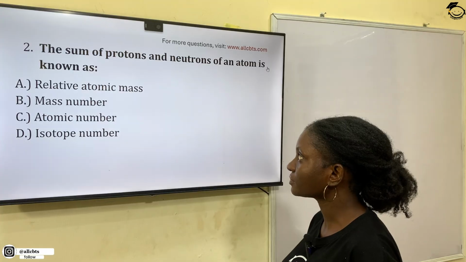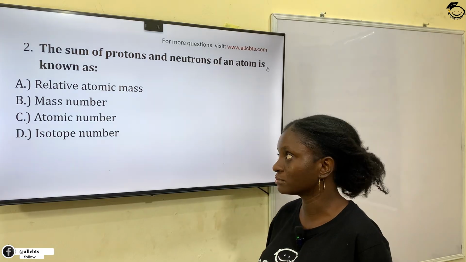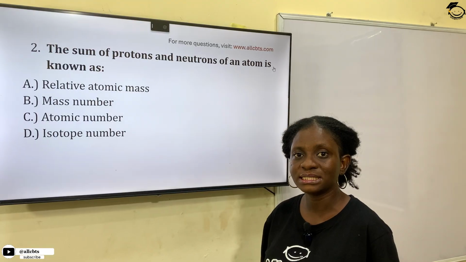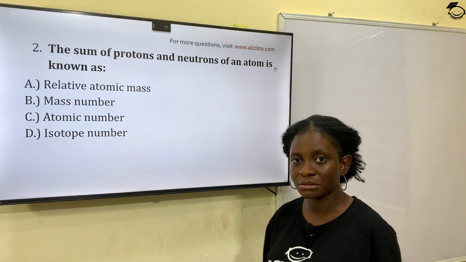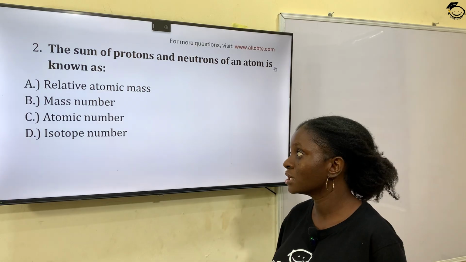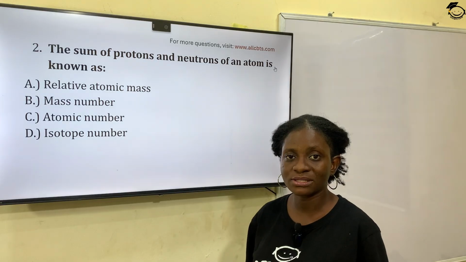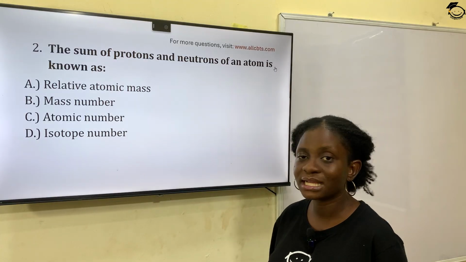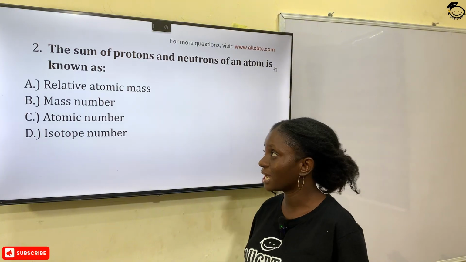Question 2. The sum of protons and neutrons of an atom is known as. Protons and neutrons are present in the atomic nucleus, while electrons are present in the outer shell. The summation of protons and neutrons is known as mass number. Option A, relative atomic mass, B, mass number, C, atomic number, D, isotope number. The correct answer is option B, mass number.